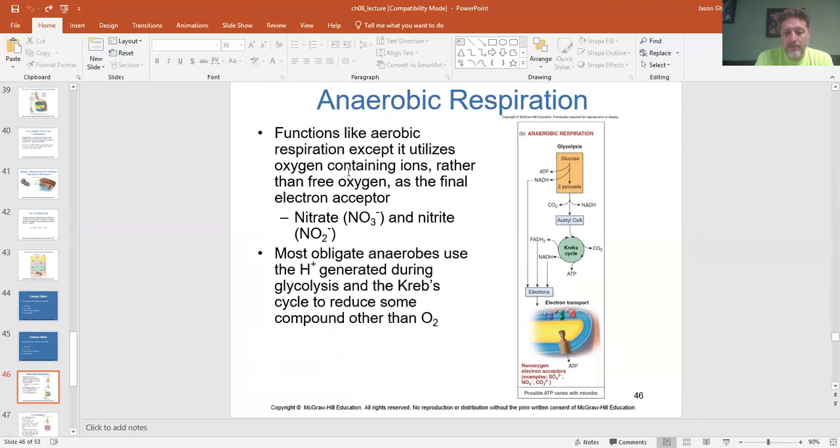Anaerobic respiration, without oxygen, goes through pretty much the same thing. You have glycolysis, Krebs cycle, electron transport, but they use a different molecule, like nitrate, nitrite, sulfate. And because of this, it's going to vary with whatever molecule they're using on how much ATP they can produce. Still, the maximum is going to be that 38 net gain.